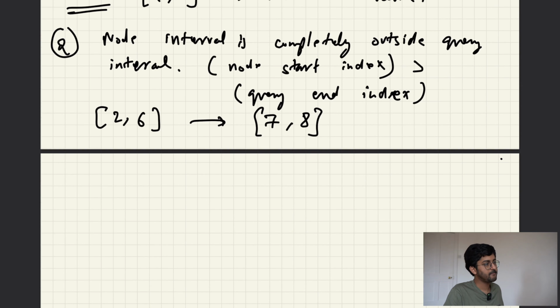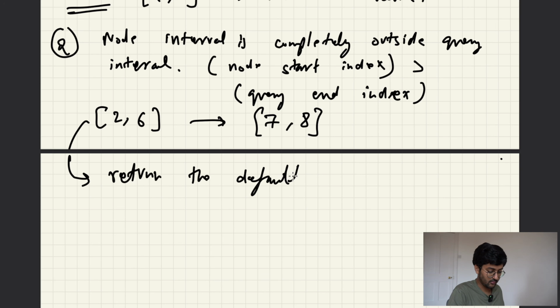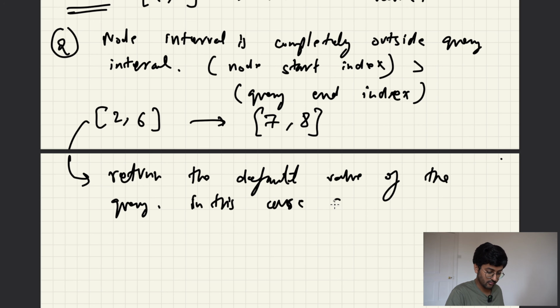Cool. So what do you do in this case? Return the default value of the query. Are we taking this sum? No, we don't want this sum. So in this case, it is 0. Let's say if you're finding the maximum item between a range, then the default value is going to be equal to Integer.MIN_VALUE. Okay.